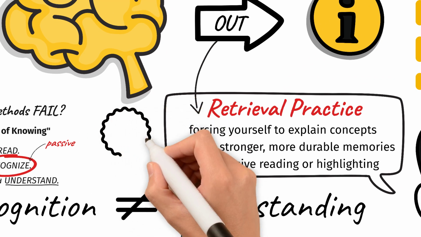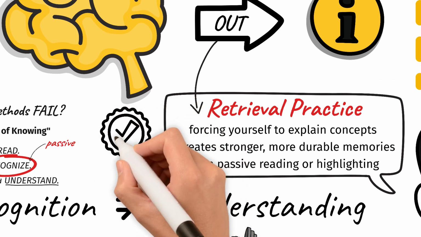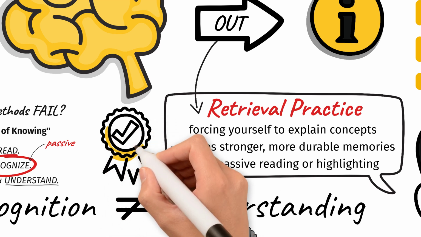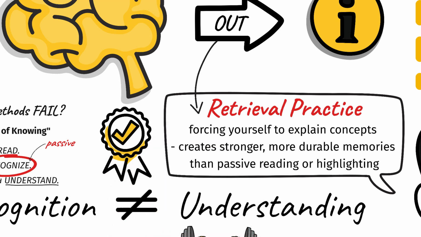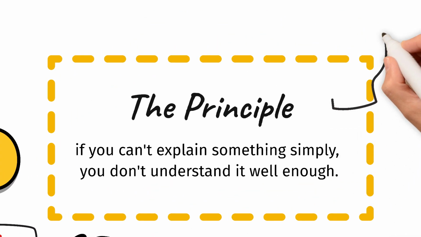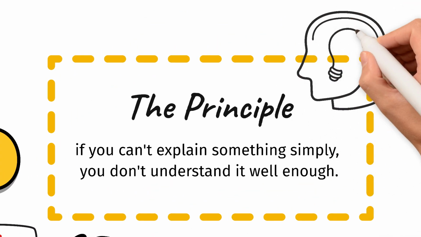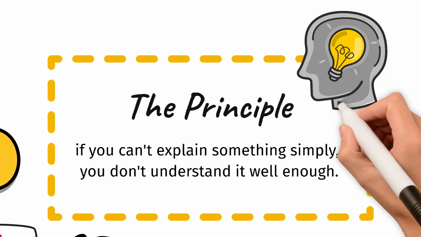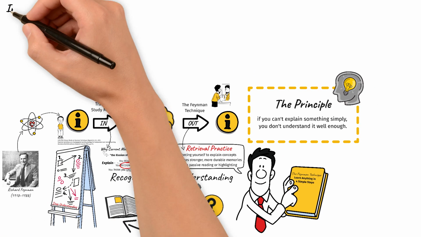Research in cognitive psychology consistently shows that retrieval practice, like teaching concepts to others, produces superior long-term retention compared to repeated studying. The Feynman technique doesn't just help you memorize, it helps you identify knowledge gaps and build genuine understanding. So, how do you implement this? Well, you do it in 4 steps.